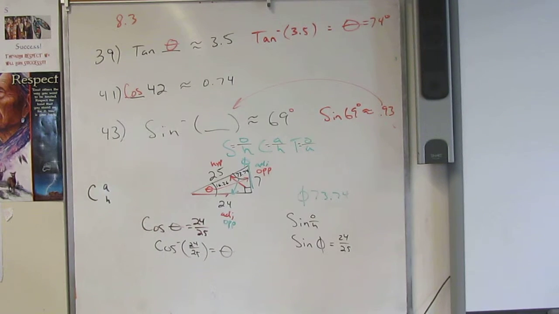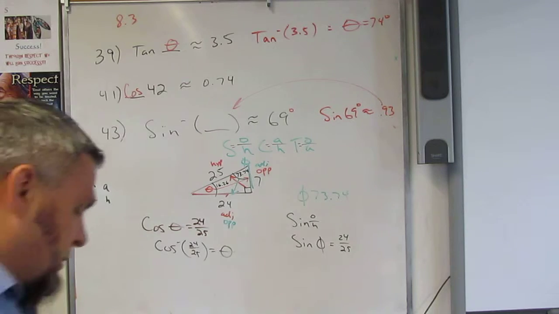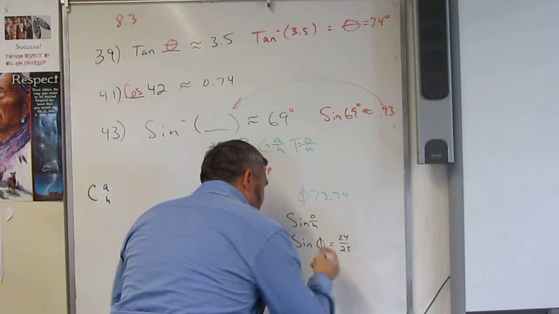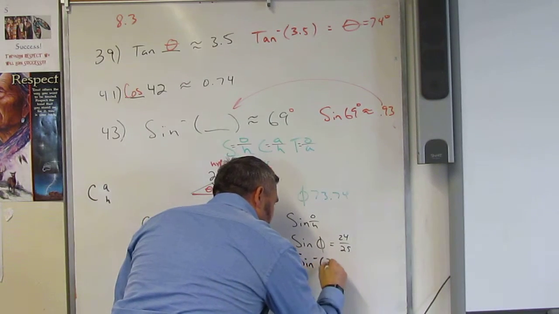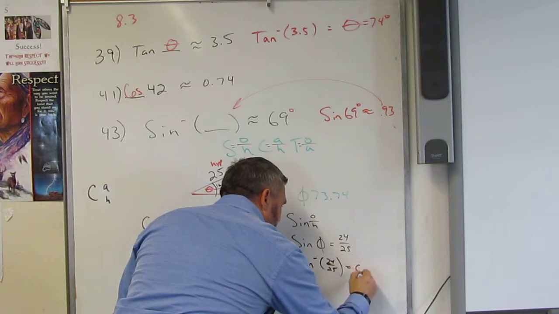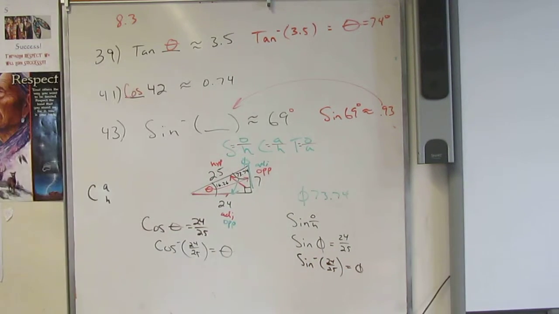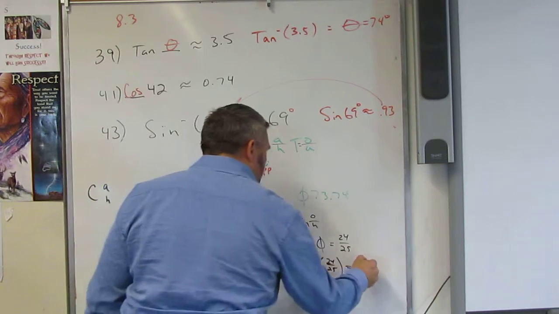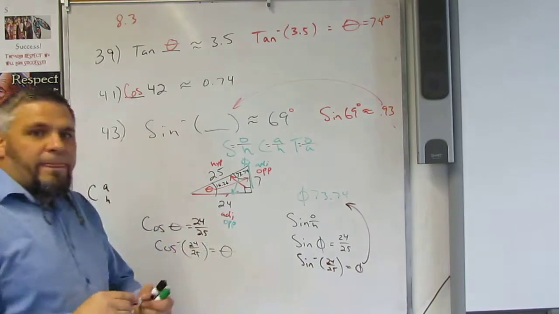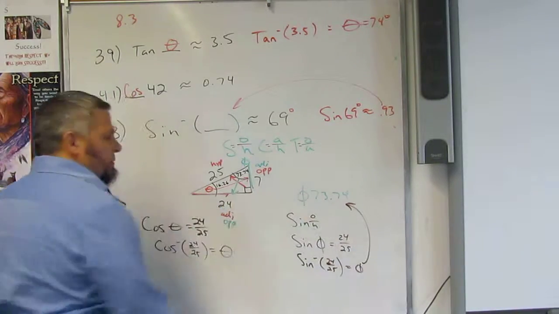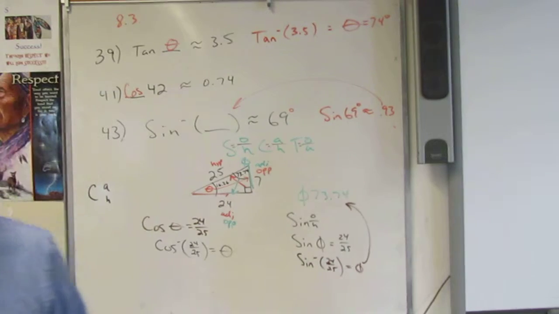I can't plug that in yet. I've got to do the sine inverse of 24 over 25, which should equal phi. So inverse sine 24 divided by 25 is 73.74. So again, we could have started with any direction. And that's what 8.3 is all about.